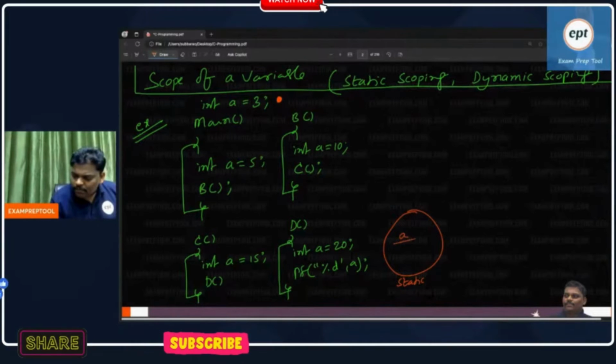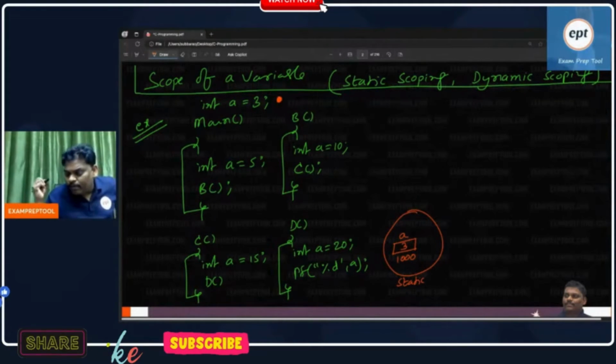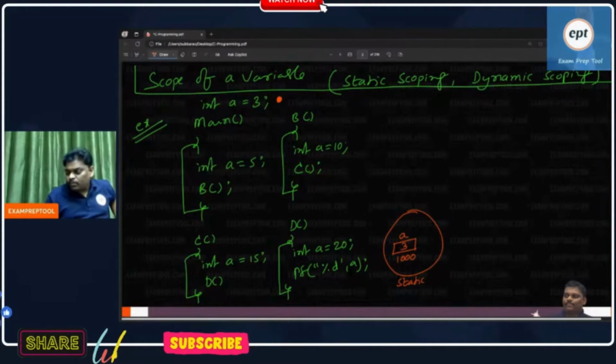Some people are asking, sir, how many bytes? Integer A is 2 bytes of memory, from 1000 onwards, and the value inside is 3. Everyone remember, global variable memory will be allocated in the static area at compile time itself, because program running will start from main. How many bytes? 2 bytes.